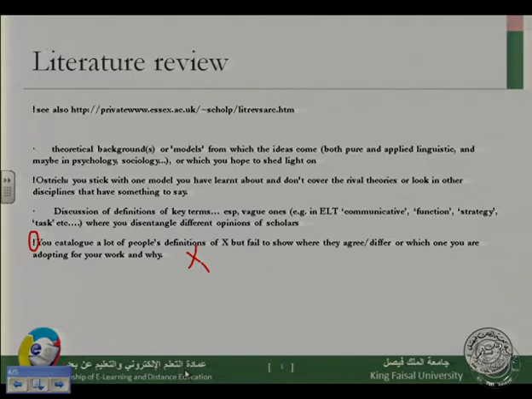Ahmed defined strategies like blah. Khalid defined strategies like blah. Cohen defined strategy like blah. Abdullah defined strategy like blah blah. Well, that's good. But then say, I will adopt this definition. I will adopt Cohen's definition. I will adopt blah definition. I will adopt my own definition. I will take a basis from this and this and this and that, and I will make my own definition based on these definitions.